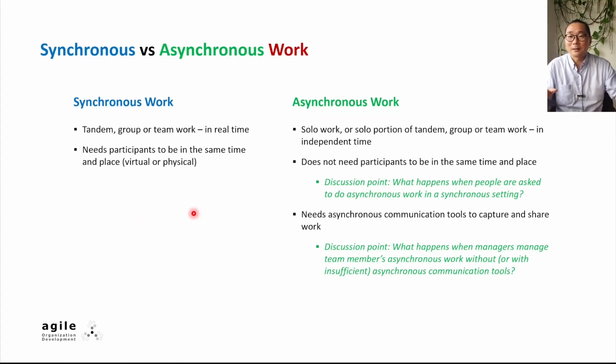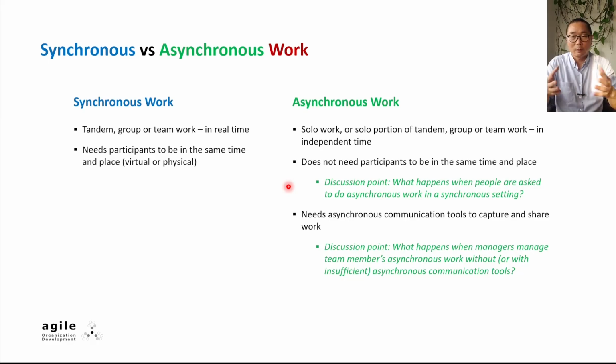So Agile teams are lucky because, consciously or not, they get to enjoy productive teamwork with a good balance of synchronous and asynchronous styles of working. But not all teams are Agile, and sad things happen when leaders and managers aren't conscious of the difference between synchronous and asynchronous work. So let me bring up this slide again and ask two important reflection questions. First, I mentioned that for asynchronous work, people do not need to be in the same time and place to do their individual work. Therefore, question: what happens when people are asked to do asynchronous work in a synchronous setting?